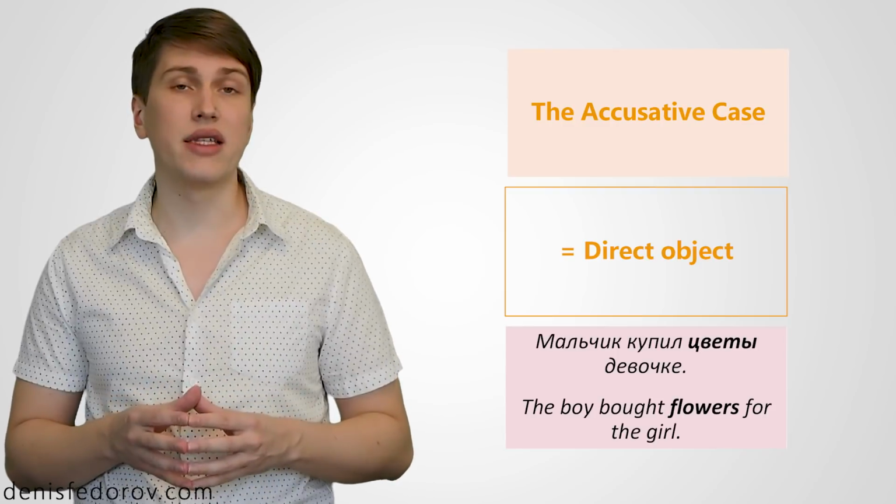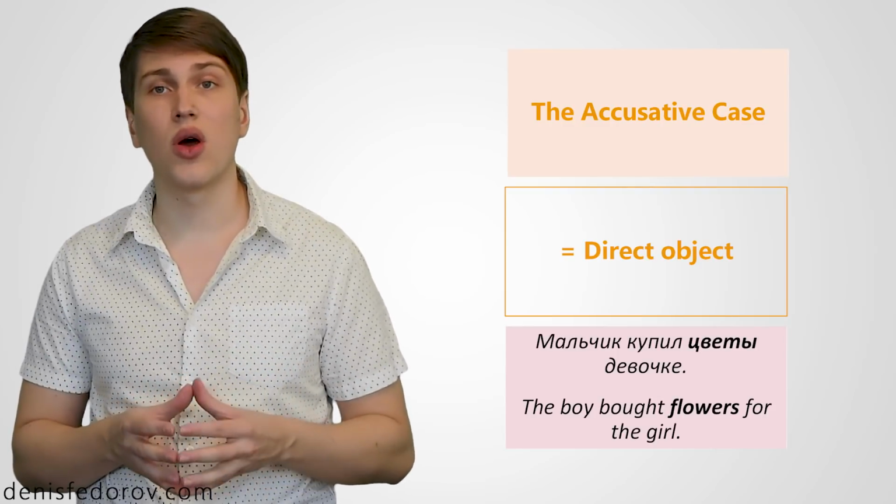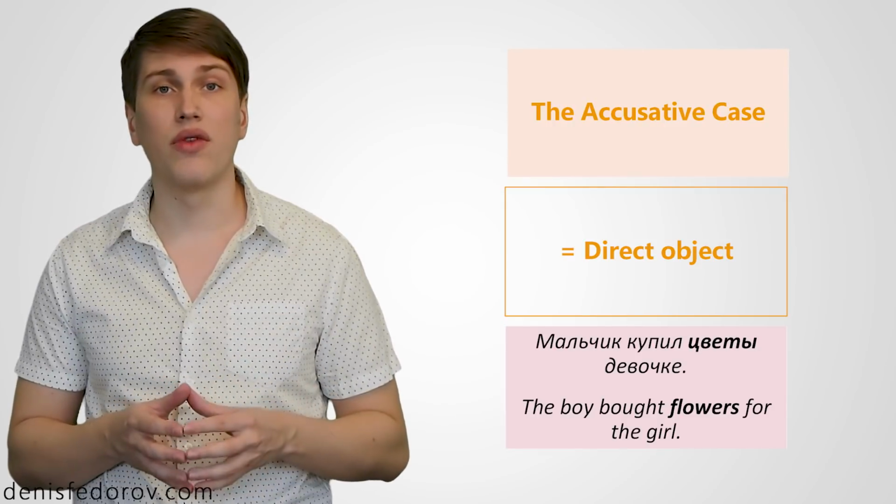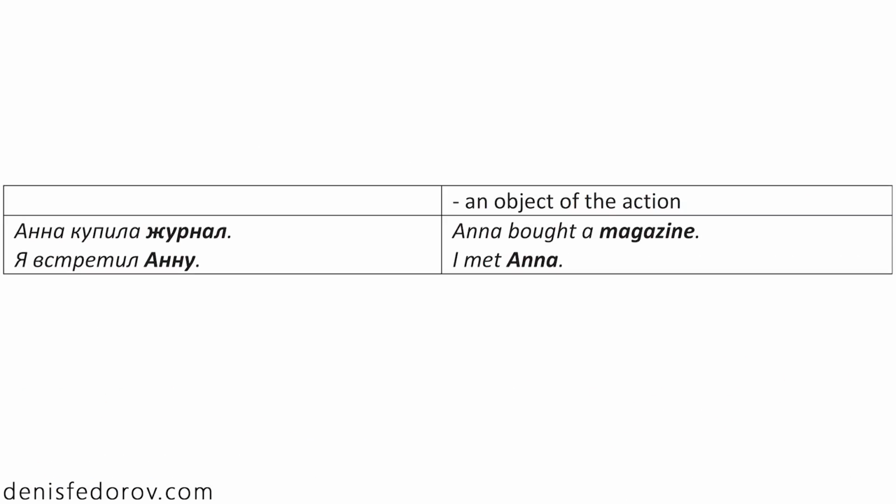So the accusative case basically shows us the person or thing that has an action done directly to it, an object of the action. Анна купила журнал. Я встретил Анну. Anna bought a magazine. I met Anna.